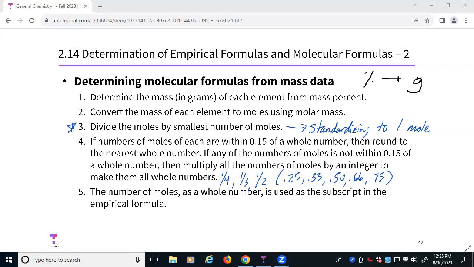Anyway, once we get to this last stage, we've got the number of moles as a whole number. That's when we turn the numbers here into subscripts to make the chemical formula. So let's put this into action, and let's take a look at an example problem.